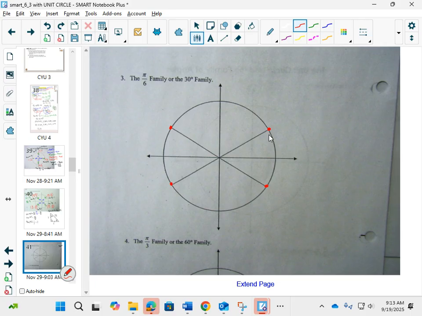So the pi over 6 or the 30-degree family. Yeah, you can grab pencil crayons if you want, if you don't have colors.